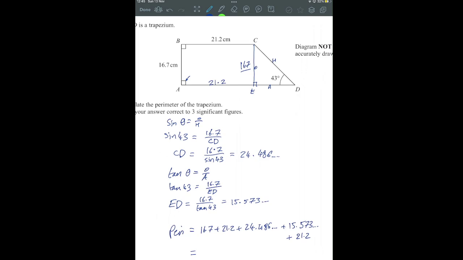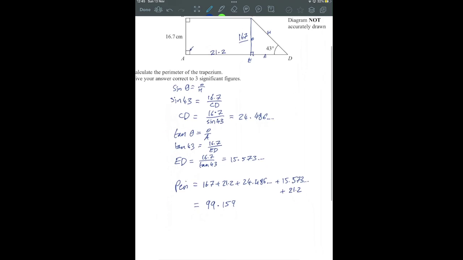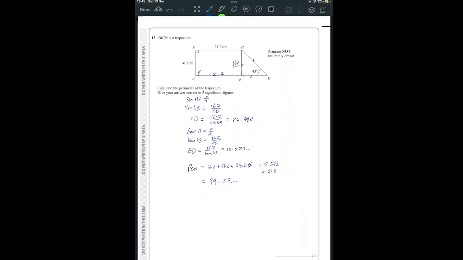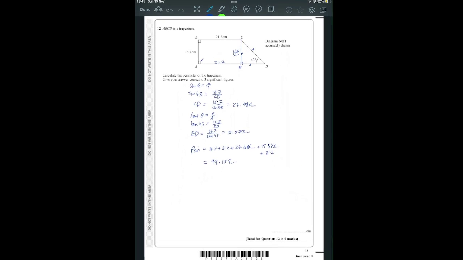Another good thing you can do while you're writing these out is to double check that you've got the right number of numbers. This is a 4-sided shape, but we split one of the sides in half, so we should have 5 numbers that we're adding together, and we do. So that is our answer, relatively exact. Again, on the answer line we're going to put the correct answer to 3 sig fig, 99.2.